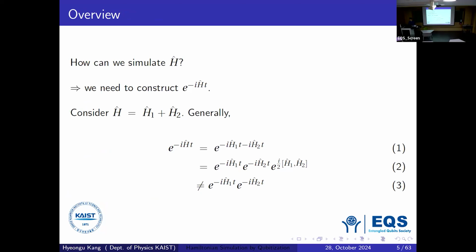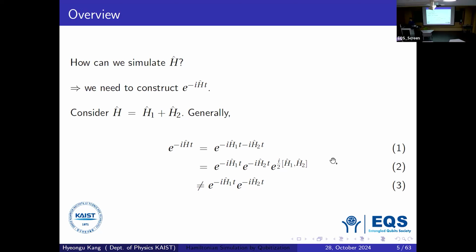Since there are some freshmen and sophomores, I will briefly talk about the Hamiltonian simulation. If we have a Hamiltonian H and we want to simulate it, we should construct the time evolution operator e to the minus iHt. However, this Hamiltonian has various terms, and in a very simple case it may have two terms. But if we have those two terms, because they are generally not commuting, the exponential cannot be decomposed into a product of the two exponentials. And so it is a very annoying thing.